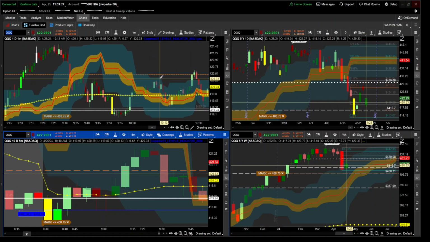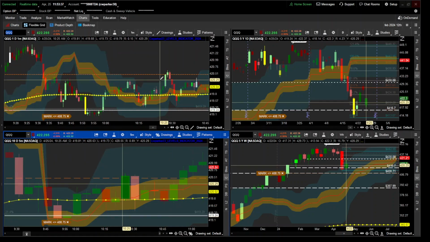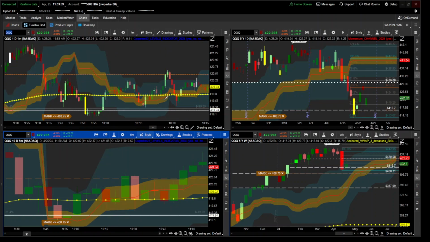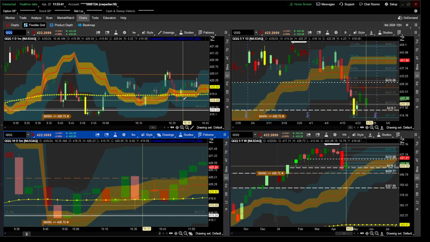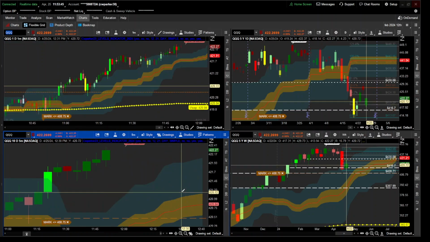And then it just basically ranged from there. It had a few times that it broke out. Where are we on this candle right here? But it really didn't do anything from there. So we can fast forward to where we are now.